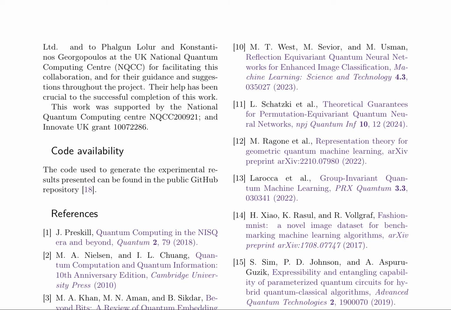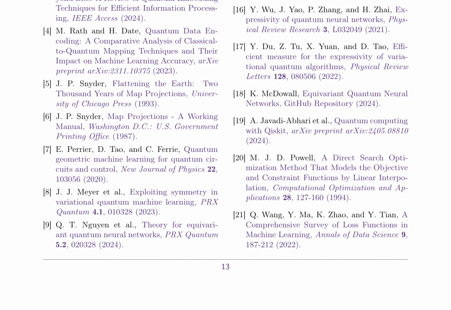The research paper discusses the application of quantum neural networks, QNNs, for image classification tasks. It highlights the importance of equivariant QNNs, which maintain the symmetry of the input data, enhancing the model's performance. The authors utilize Qiskit for constructing and training the QNNs. They experiment with different equivariant and non-equivariant ansatz circuits, comparing their performance using cross-entropy loss.